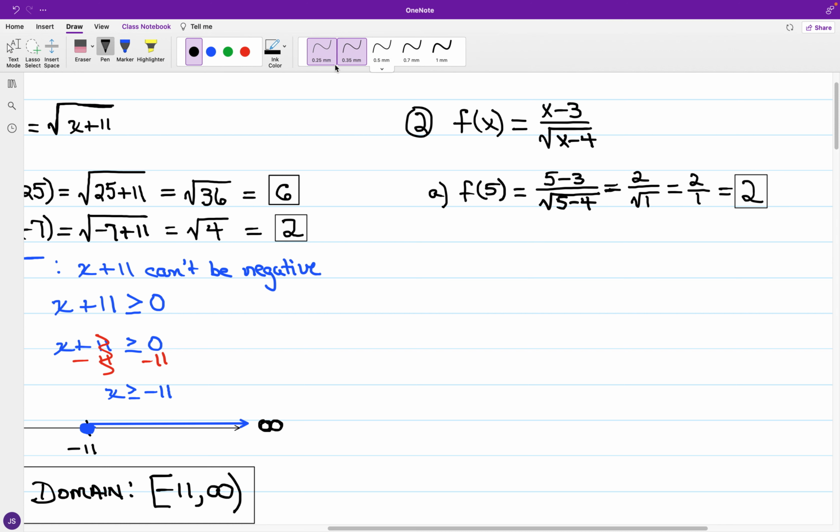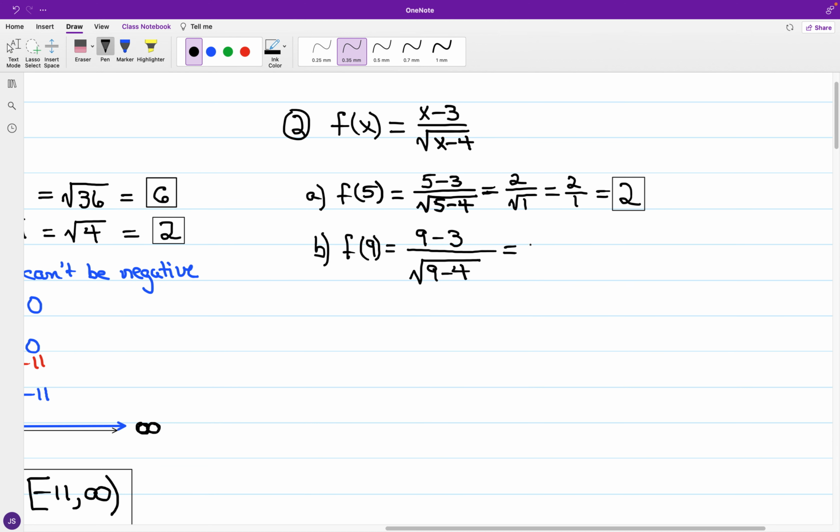Now, for part B, we're going from x equals 5 to x equals 9. Upon substituting, for x minus 3 we have 9 minus 3, and for the square root of x minus 4 we have the square root of 9 minus 4. Now in exact terms, you can express the result in either of two ways. So we got 9 minus 3 is 6, all over the square root of 5.